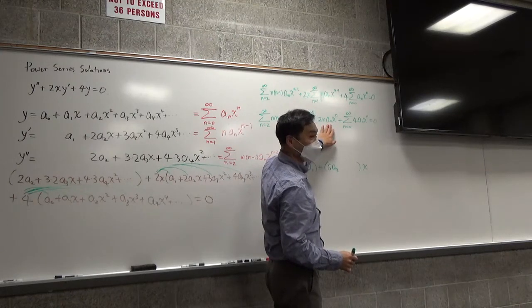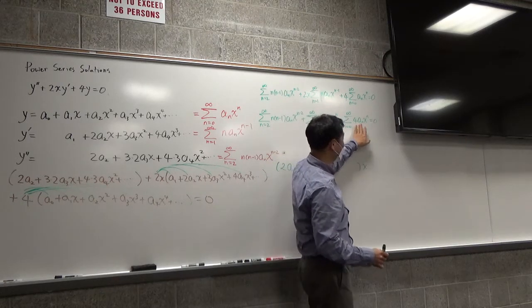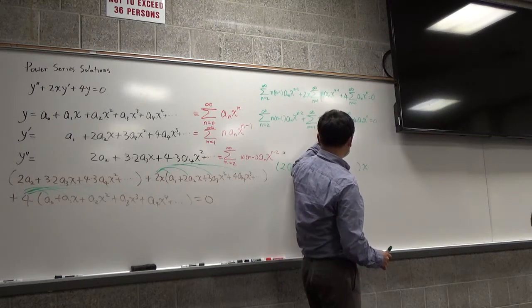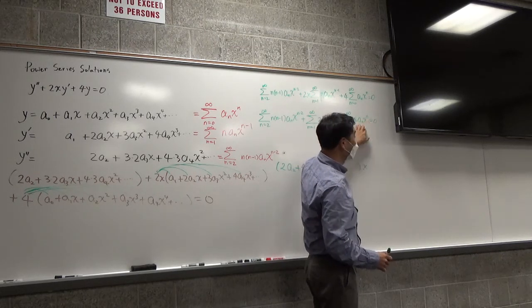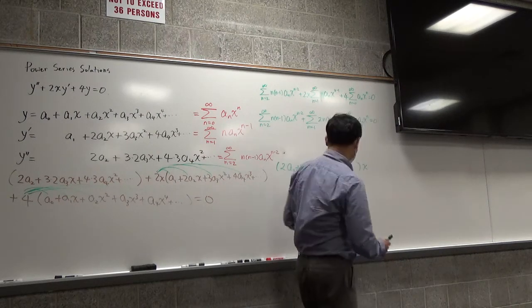For this one, you would need n equals 1. So 2 times 1 times a1. How about here? 4a1, right? So you have 2a1 plus 4a1. Add them together, what do you get? 6a1. Good.